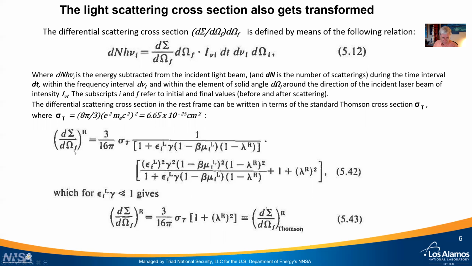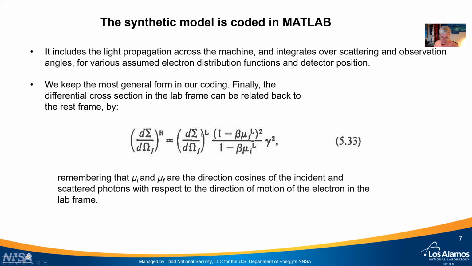So here's the differential cross-section in the rest frame, can be related to the Thomson scattering cross-section, the conventional Thomson scattering constant of 6.65 times 10 to the minus 25 square centimeters. This is why when you do Thomson scattering, you don't get many photons and you need a very bright laser. And for low energies, this all comes back to the standard Thomson scattering cross-section. But we're going to keep the full formalism in our code and then relate the cross-section in the lab frame back to the cross-section in the rest frame by this factor and code it up.